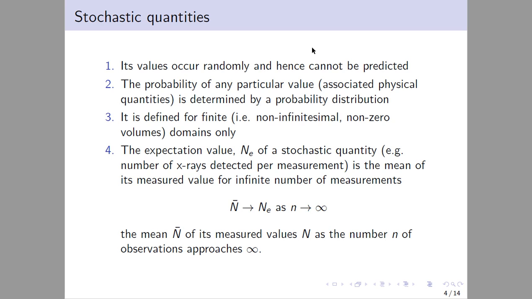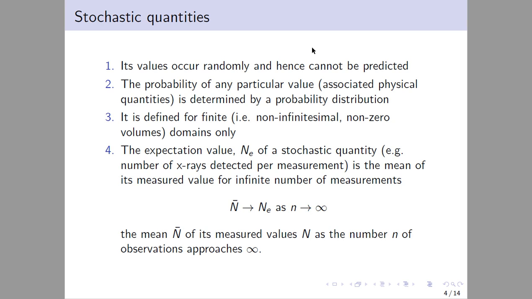First we see the stochastic quantities. A stochastic quantity's value occurs randomly and hence cannot be predicted. For example, spontaneous emission. If we wait for, let's say, 1 hour, nothing happens. But when we wait for another 1 hour, maybe 2 or 3 radiations pass through the point. So that is randomly happening.